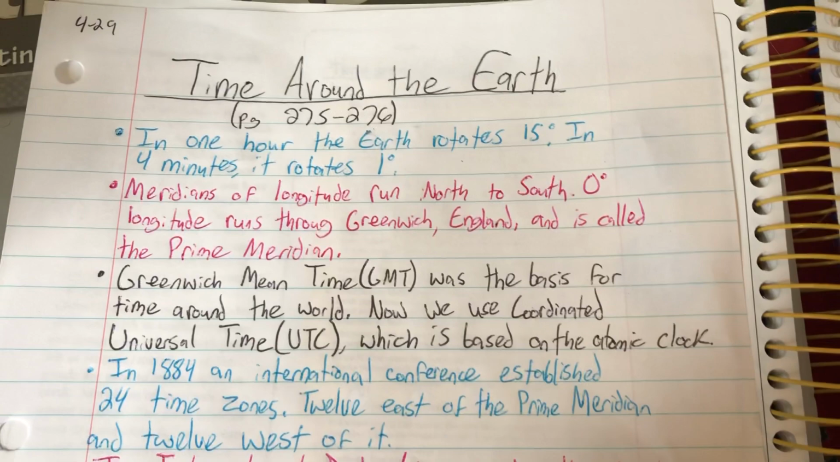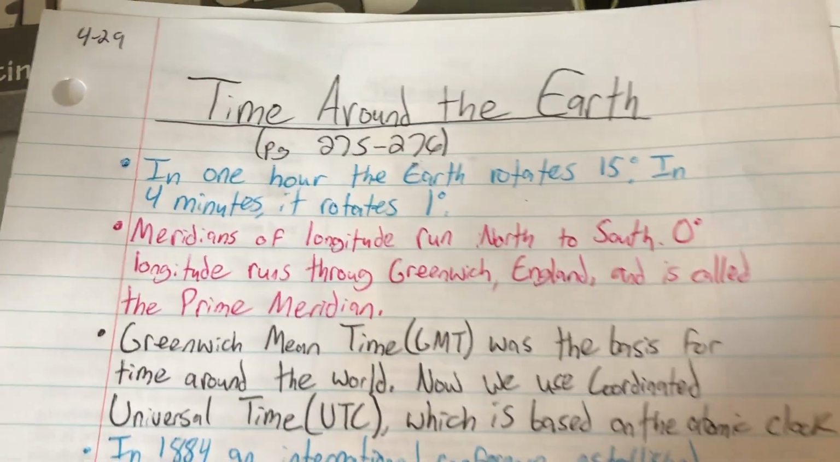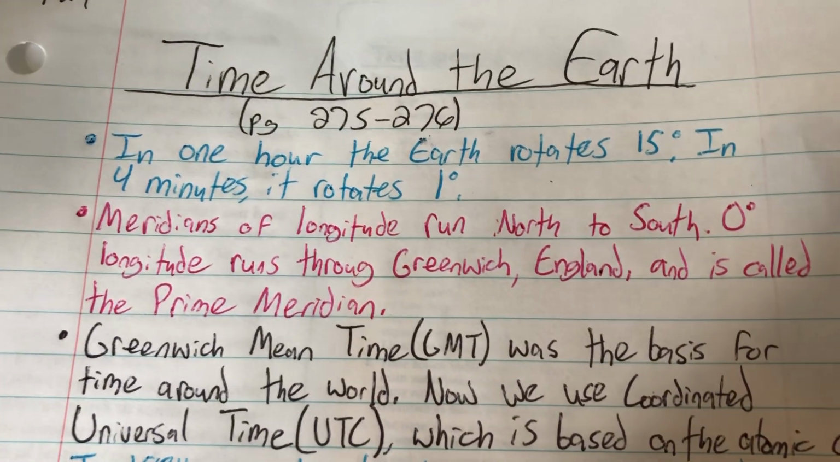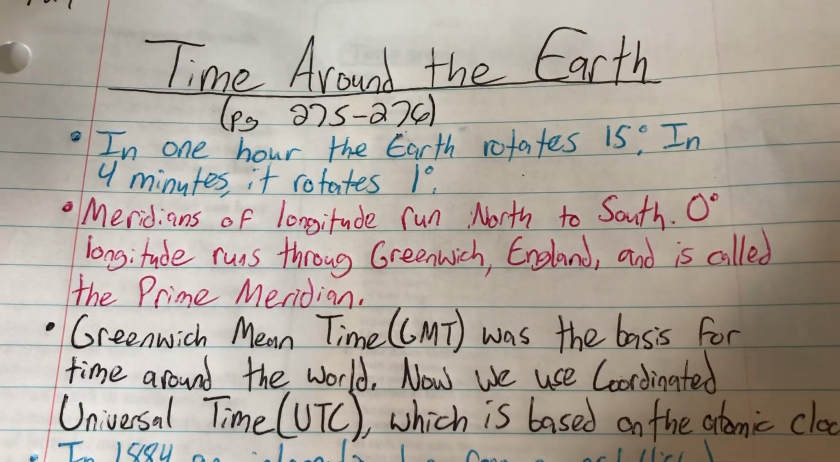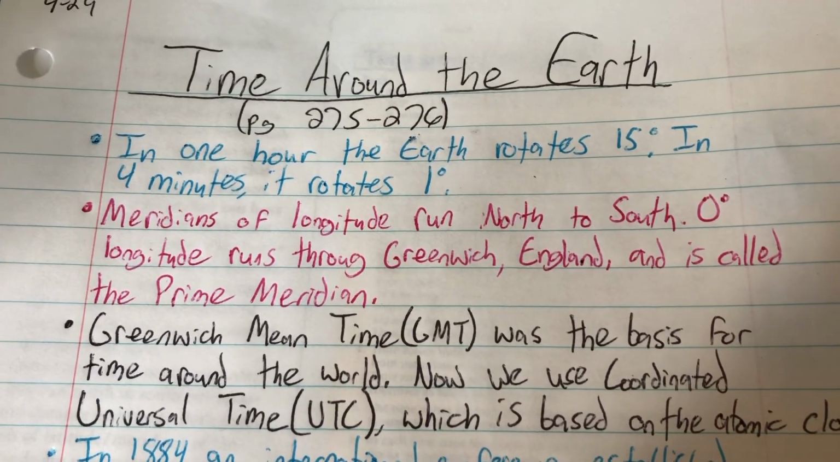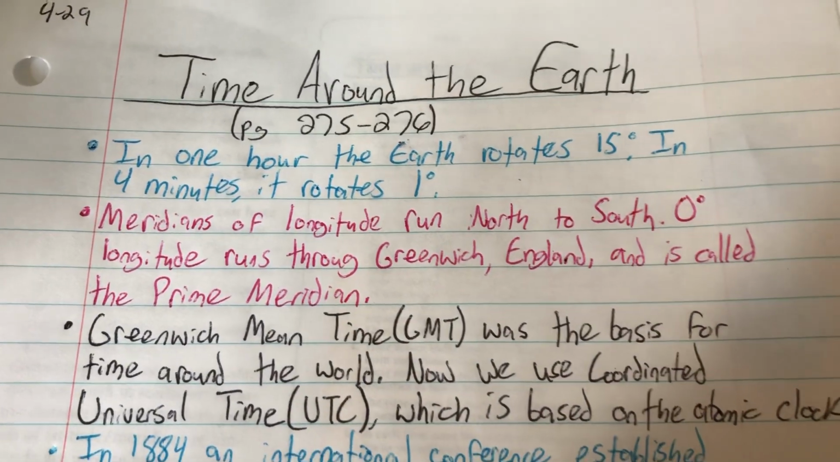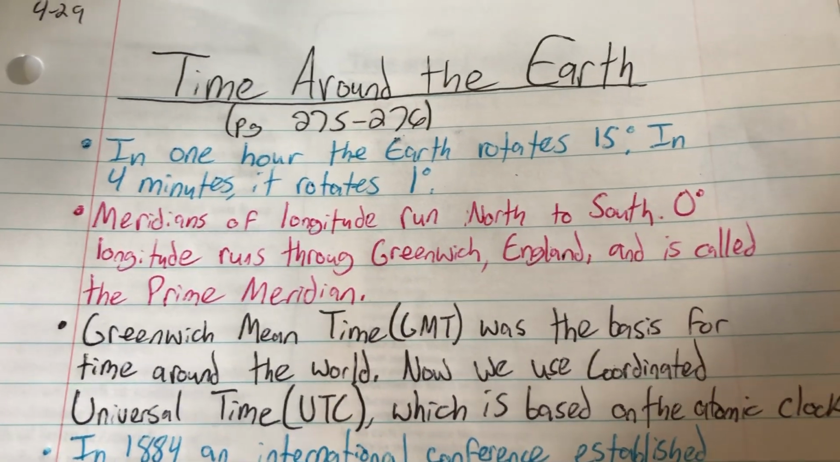Today for math, we're going to talk about time around the Earth. This is going to cover page 275 and 276 in your textbook. So in 1 hour, the Earth rotates 15 degrees. In 4 minutes, it rotates 1 degree. Remember, there are 360 degrees in a circle, so since 1 day is 24 hours, that's how they come up with those numbers.